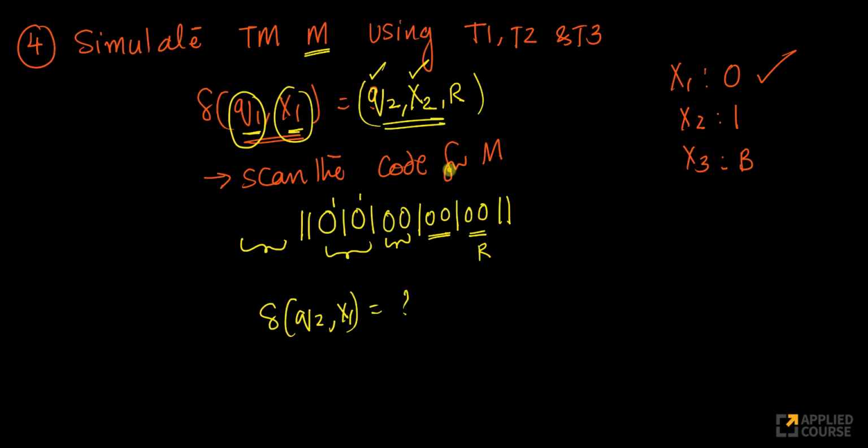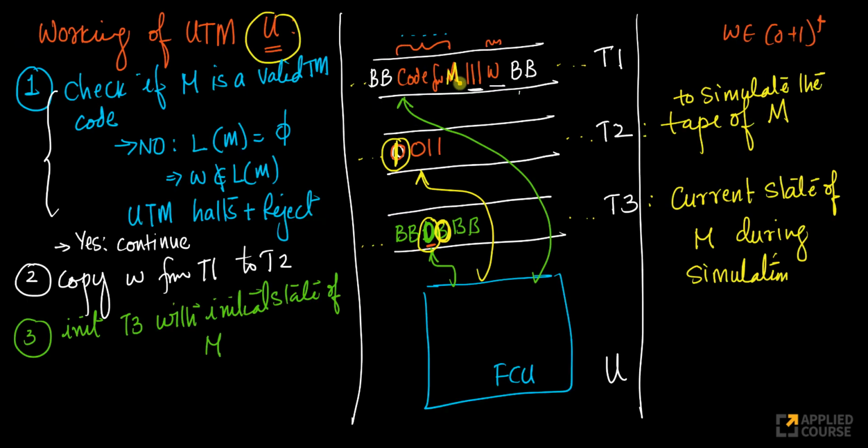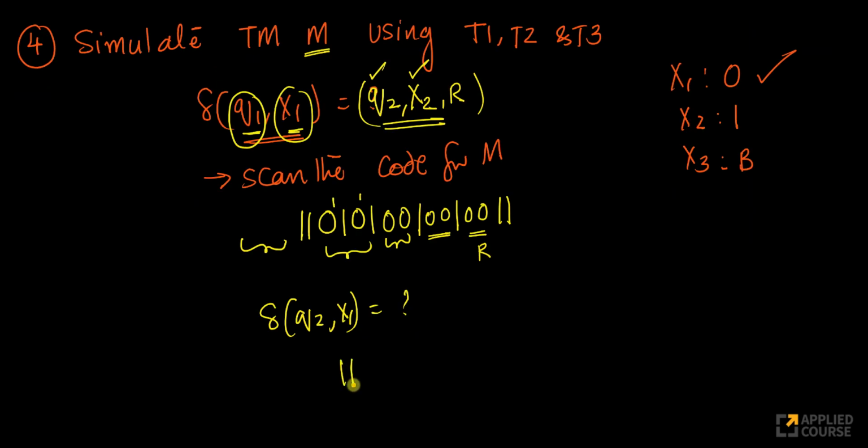Now, I should again scan the code here, and I should look for some other transition. Then Q2. What is Q2? 2 zeros, X1. So this whole thing corresponds to Q2 X1. Then I'll get something else again. So I'll get some other transition, right? So let's assume this transitions to some other state, changes X1 to something right or left, right?